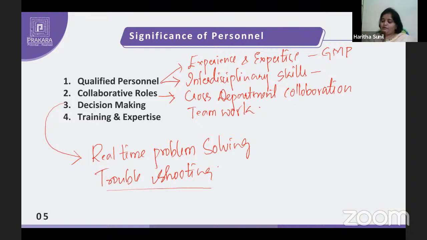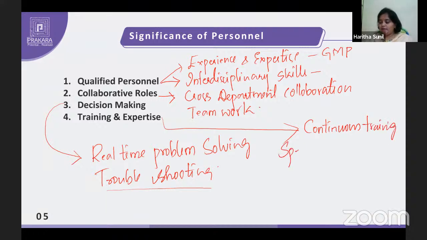And then the next one we have is training and expertise. So again, under training and expertise, we have three subcategories. They are continuous training, specialized equipment handling, and adapting to the technology.